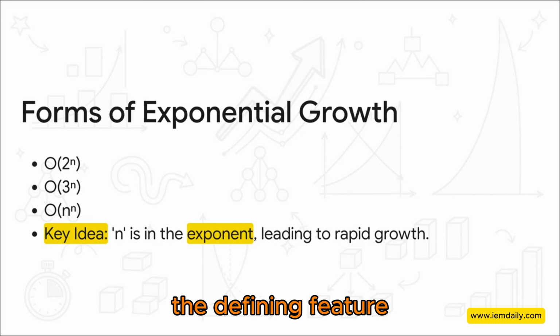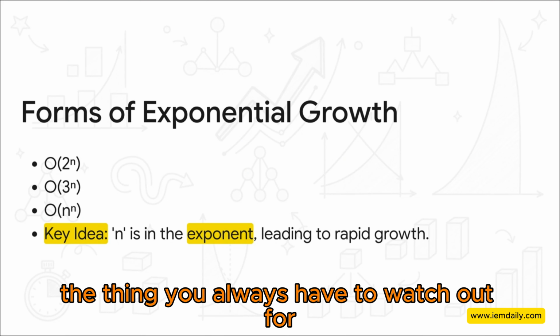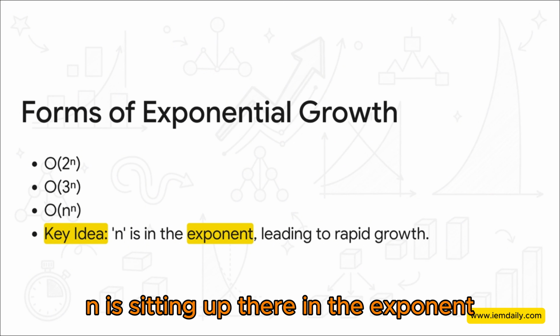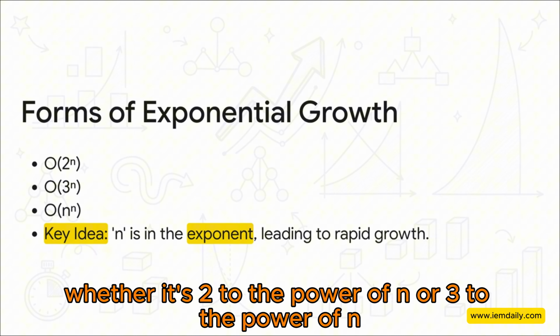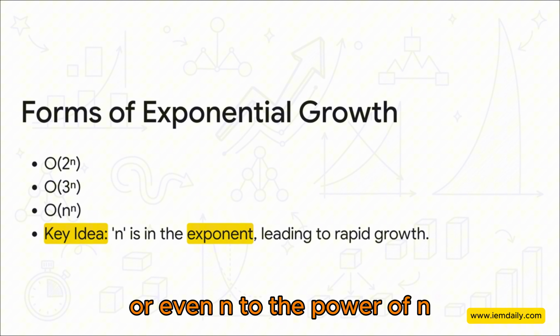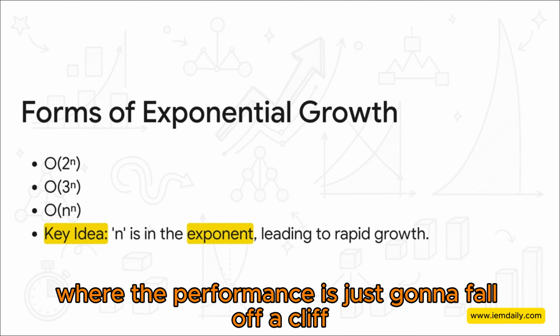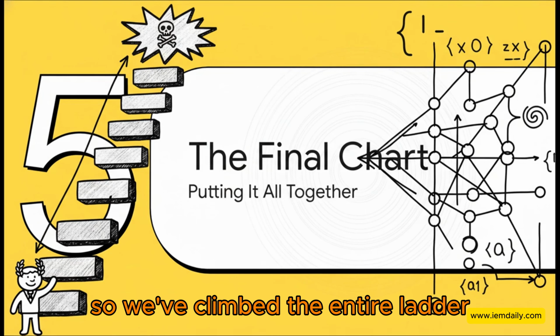The defining feature, the thing you always have to watch out for, is that the input size, n, is sitting up there in the exponent. Whether it's 2 to the power of n, or 3 to the power of n, or even n to the power of n, you're in this dangerous class of functions where the performance is just going to fall off a cliff.